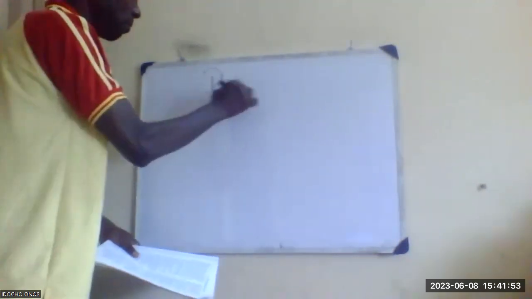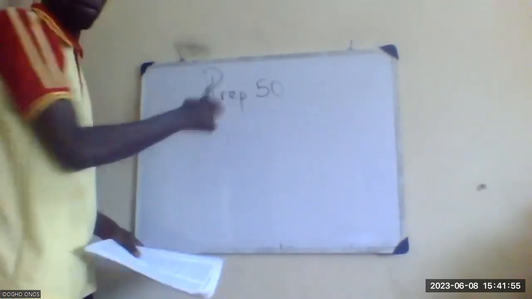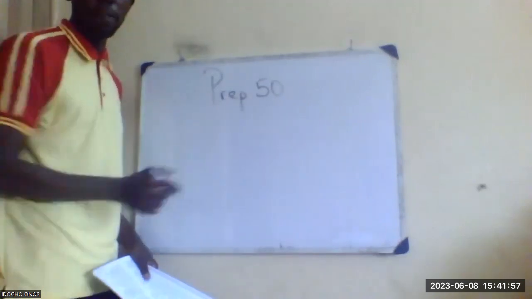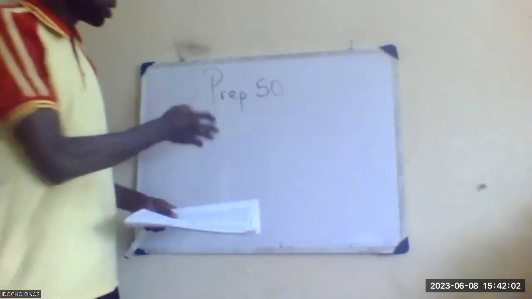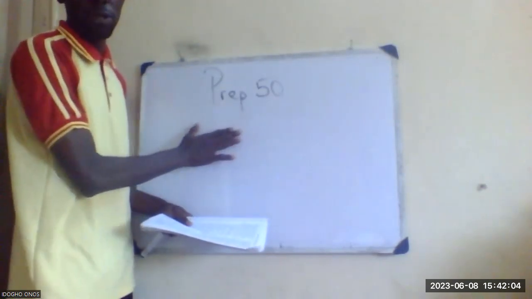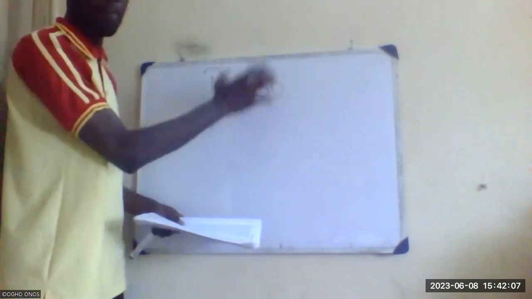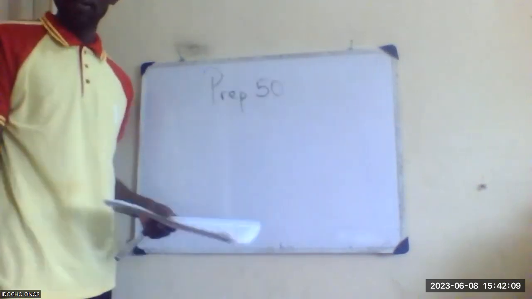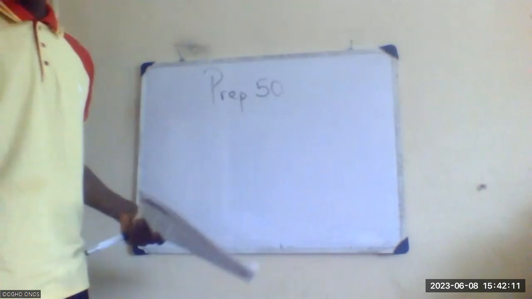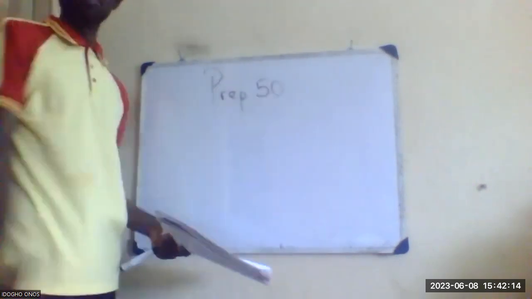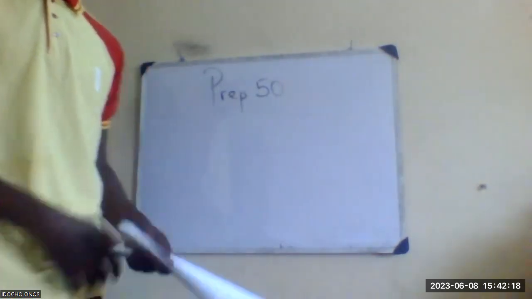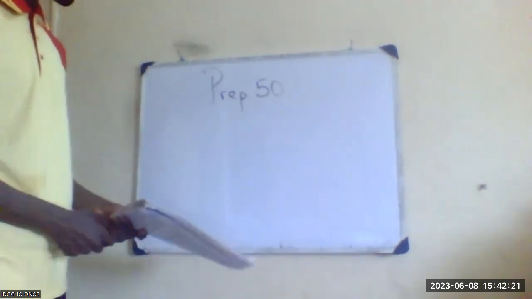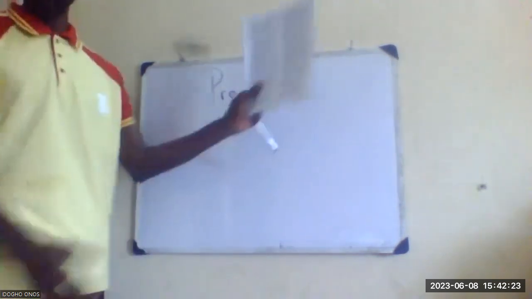What did you call the name of the textbook? PREP 50. See on the board, PREP, then 50. It's not a textbook, it's a compilation of past questions. So we have PREP 50 biology, chemistry, maths, like that. So since you are the chemistry teacher, just get PREP 50 for chemistry. It's no more than 1,000 or 1,005 for a copy. So just like it now, I'm holding a copy here now.